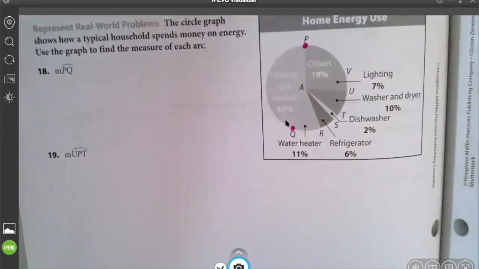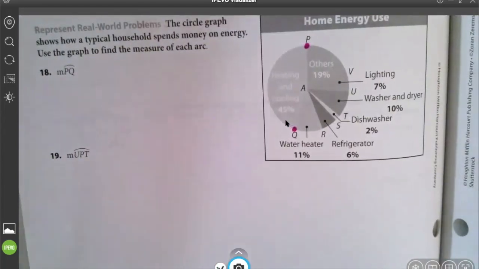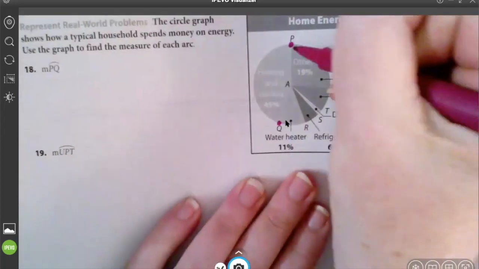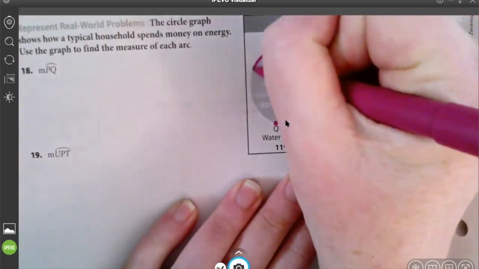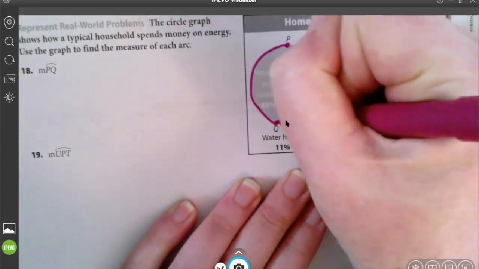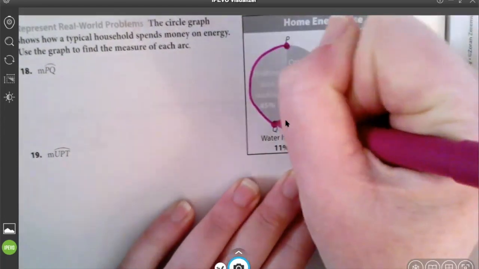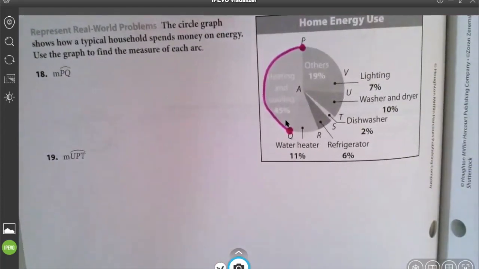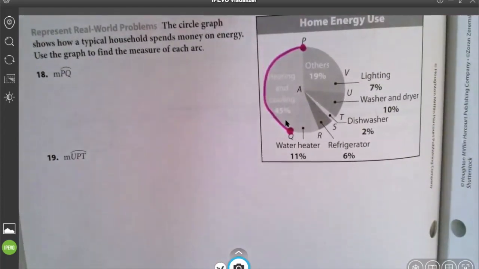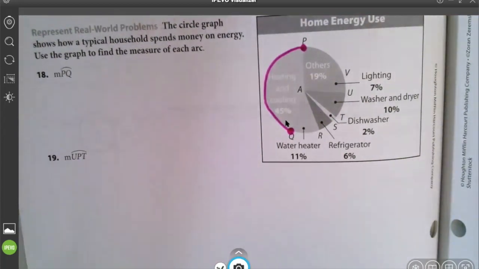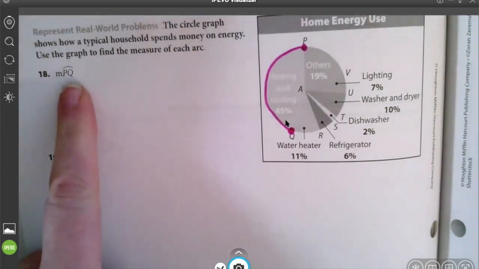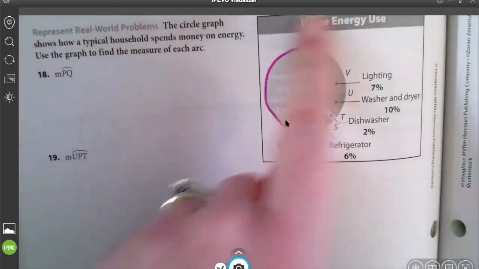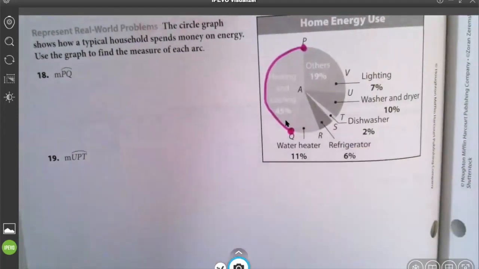Am I drawing my arc to the right or to the left? To the left. Why did we pick left? Good. It's a minor arc. We go the shortest path. Okay, so we're going from P to Q in the shortest path because we only use 2 letters. That's how we know it's a minor arc. If we went the other way, it'd be a major arc because it'd be more than half.